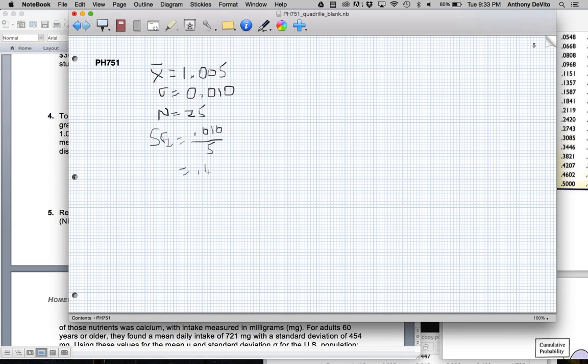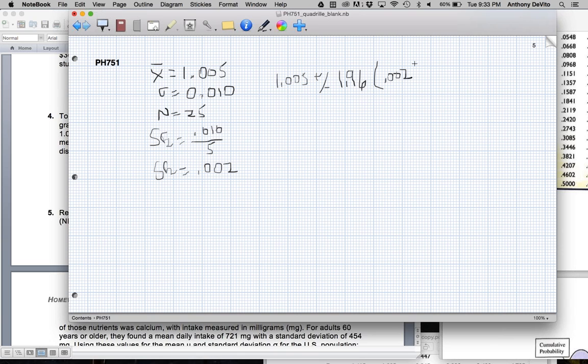Okay, so that's going to be equal to 0.002, right? So that's going to be our standard error. So our confidence interval is going to be 1.005 plus or minus 1.96. And if we hadn't made that assumption, our standard error would have gone to the table, 24 degrees of freedom, and it would have been something like 2.02 or something like that, times our standard error, which is 0.002.